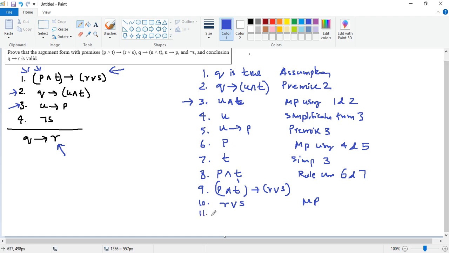Now look at the premise, I can use this, because my goal is to prove R is true. Now I know that not S is true. That's premise four. If not S is true, which means S is false, and for R or S to be true, R has to be true. So I got R as true. So I started with the assumption that Q is true, and then I've reached the conclusion that R is true, which means Q implies R is true. So that's the proof for that.